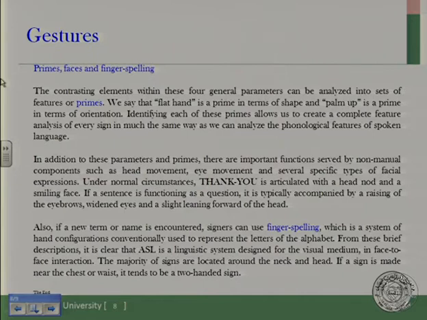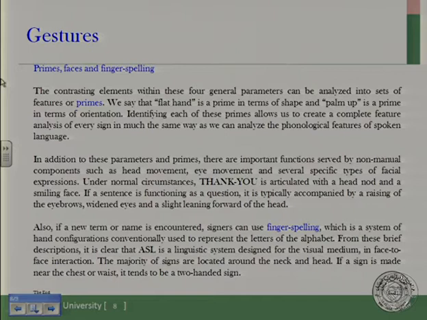Now here we have primes, faces, and finger spelling. The contrasting elements within these four general parameters can be analyzed into a set of features or primes. We say that flat hand is a prime in terms of shape and palm up is a prime in terms of orientation. Identifying each of these primes allows us to create a complete feature analysis of every sign in much the same way as we can analyze the phonological features of spoken language.